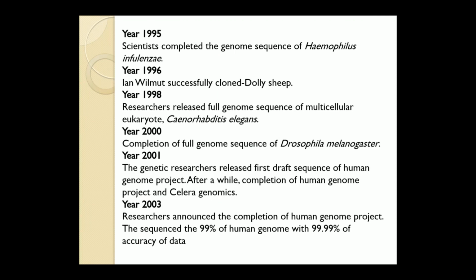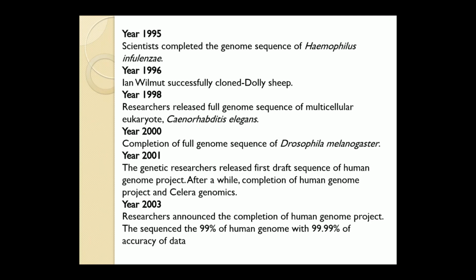In the year 1995, the era of genome sequencing began with the help of the process developed by Kary Mullis. In the year 1996, a particular cloned sheep was developed by Wilmut. In the year 1998, researchers were able to develop the full genome sequence of C. elegans, and the full genome sequence of Drosophila melanogaster was completed in the year 2000.